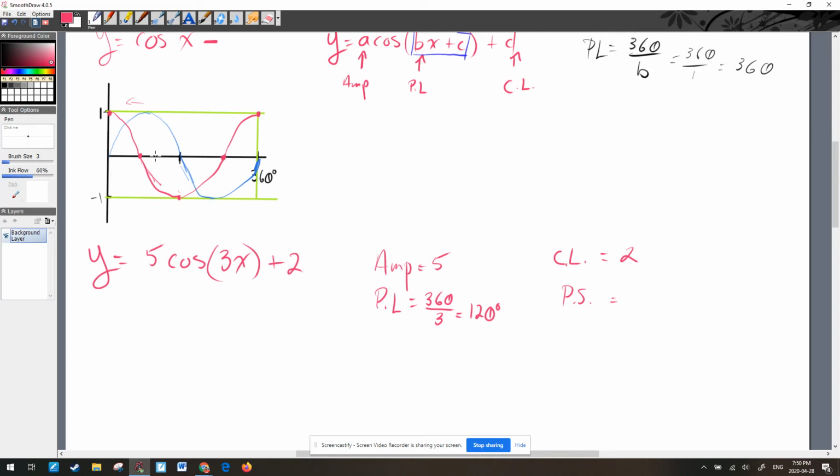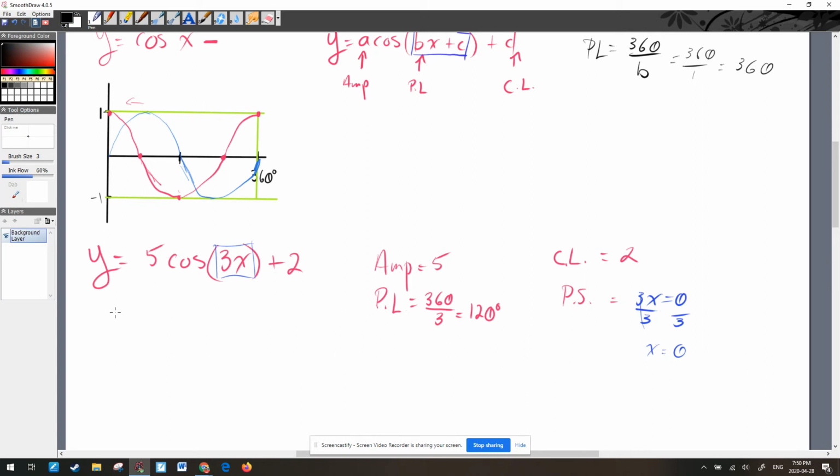Phase shift. Phase shift is always, we're going to take the whole set of brackets, set it equal to 0, and solve. Right now, in this case, it's not going to be very interesting. If I set 3x equal to 0 and I divide by 3, I divide by 3, we're going to say, oh, that just means that x is equal to 0. So it means there is no phase shift. Okay, so we're going to go ahead and sketch this thing.